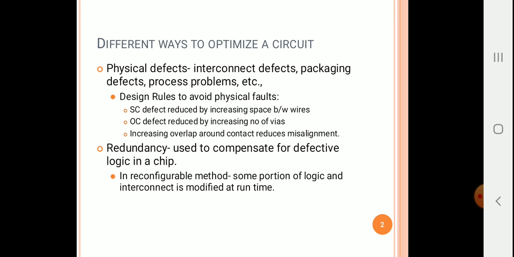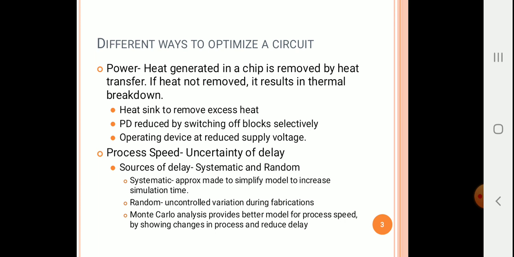Let me recap what we have seen. Design for manufacturability is about what kinds of improvements and considerations we have to make during the design process itself so that the IC may never fail. The first one we have seen is physical defects: the types of physical defects and how we can avoid them. The second is the usage of redundant or extra logic, to be used in case the primary circuit fails. And the third is how the heat generated by an IC can be eliminated.